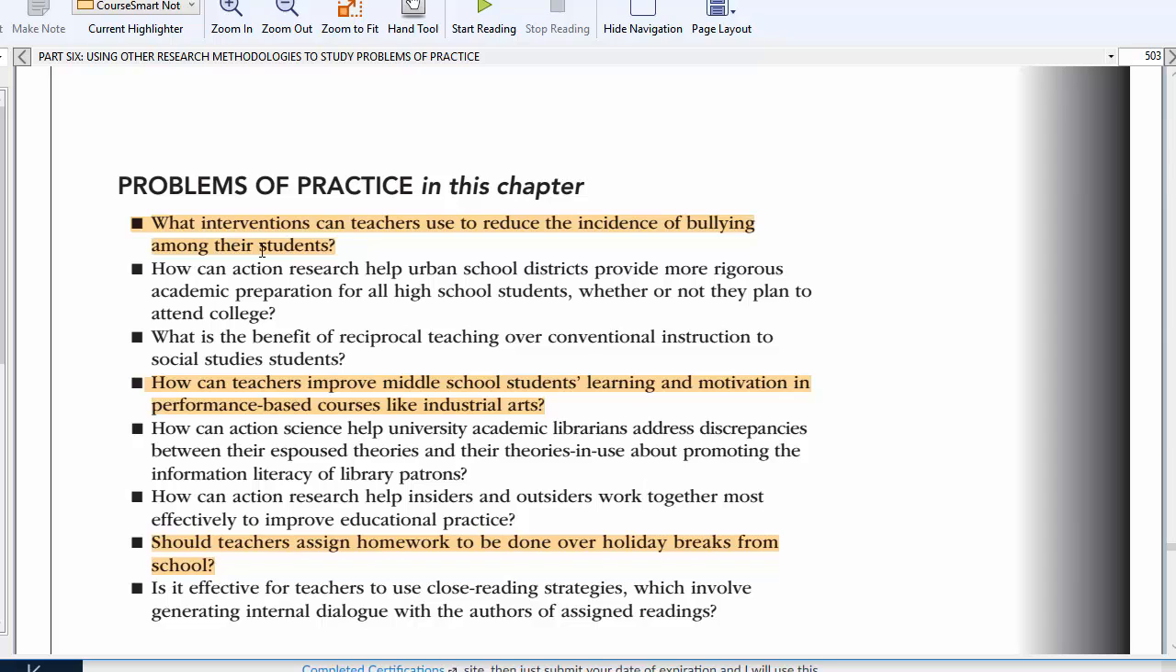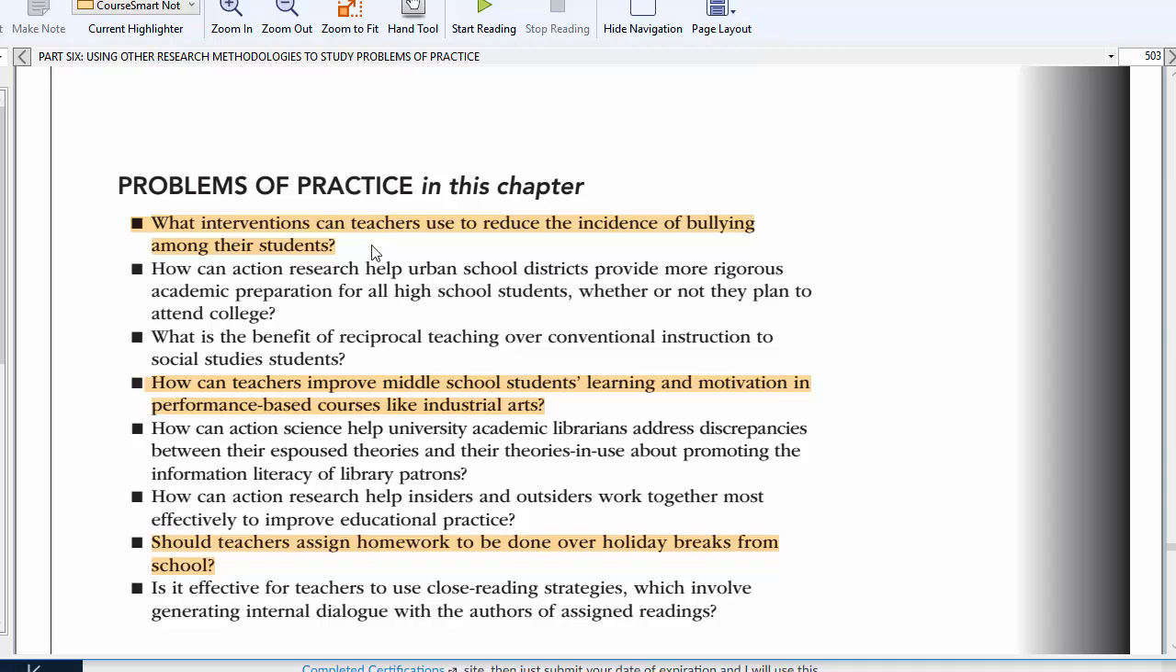The first one that I have highlighted here is: what interventions can teachers use to reduce the incidence of bullying among their students? Enough said. I think we've all had some experiences with bullying, whether we have witnessed it face to face or we hear about it coming back to us some other way, through a back channel. And oftentimes we are really dealing with things going on with social networks that take a long time to dig down into. But what interventions can teachers use?